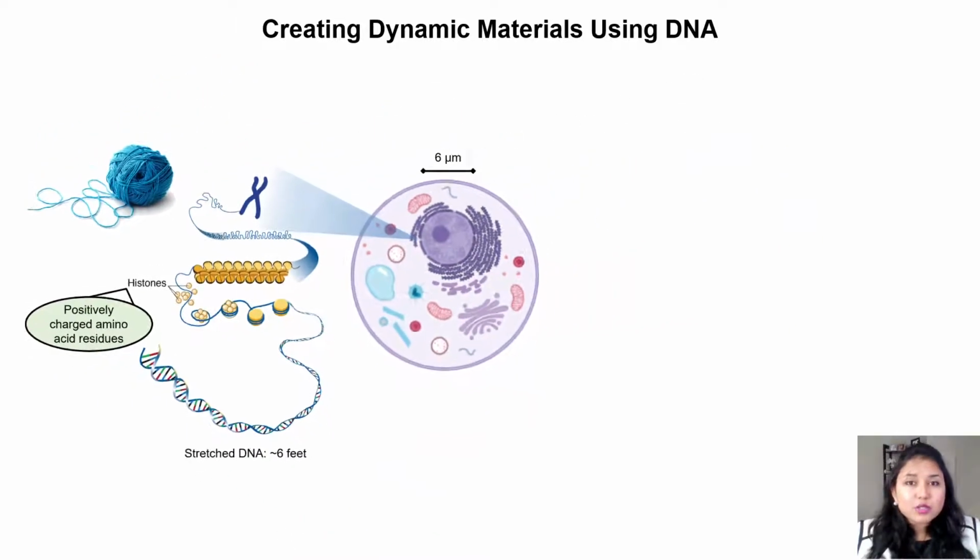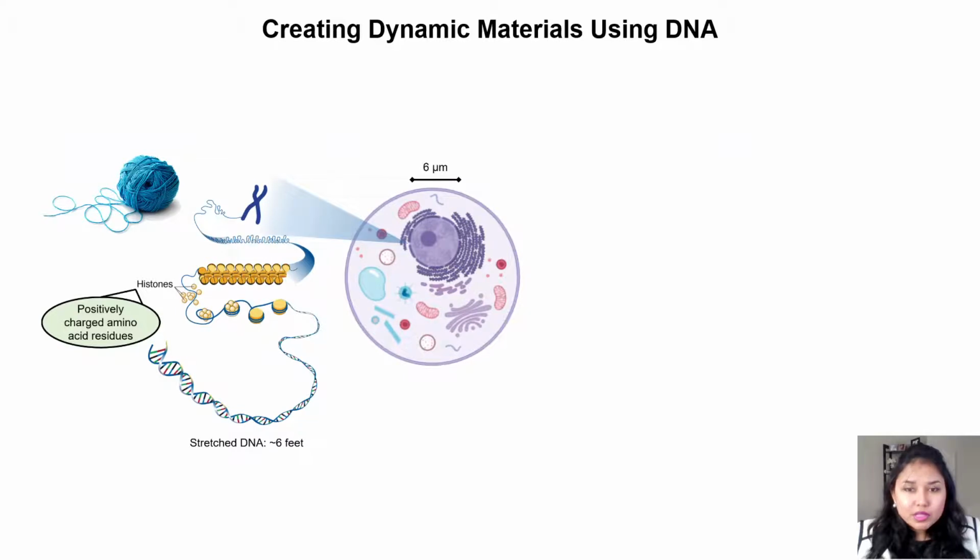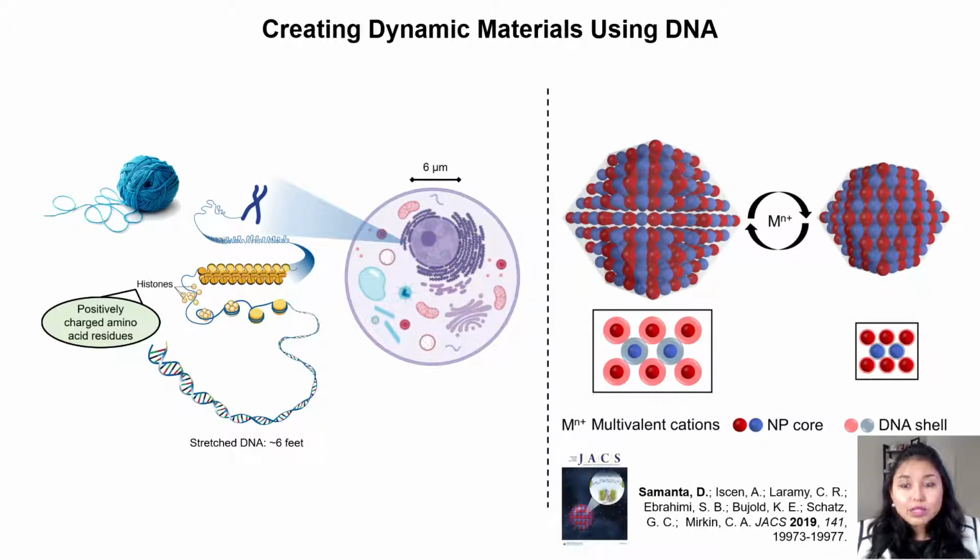So this then led us to hypothesize that if we were to synthesize DNA-mediated colloidal crystals and add cations that have multiple positive charges, these multivalent cations would probably induce a condensed state of the DNA, which would then lead to a global structural change and lead to a global contraction of the superlattice. And if we were to remove these cations, perhaps we can expand these crystals back. This work was highlighted on the cover of JACS earlier this year.